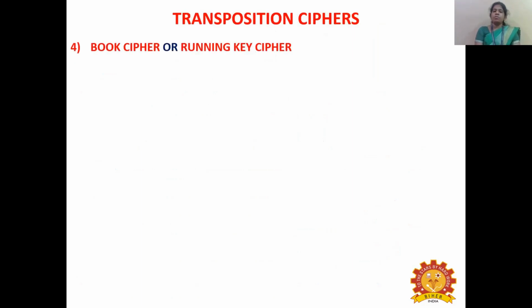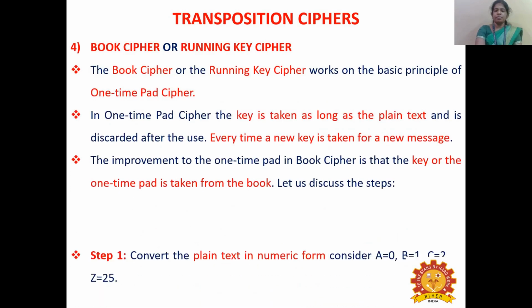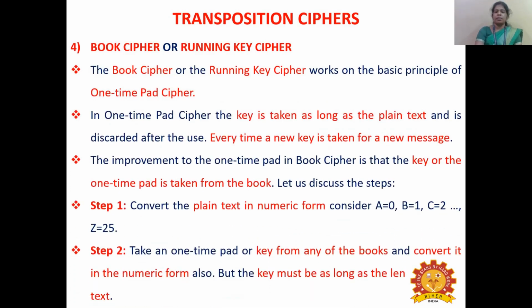Then the last one is the book cipher or running key cipher. Book cipher or running key cipher works on the basic principle of the one-time pad cipher. So what is the one-time pad cipher? The key is taken as long as the plain text and is discarded after use. Every time a new key is taken for a new message.